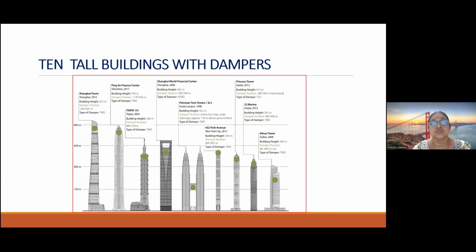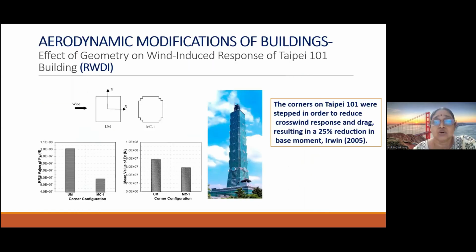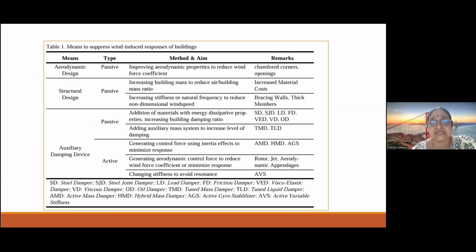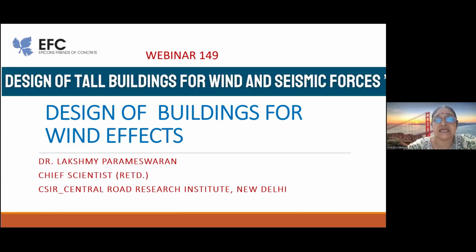So with this, I have come to the conclusion. What I would like to summarize here is that tall buildings are subjected to along wind forces, across wind forces, and torsional moment. And for along wind forces, how to compute the forces for design using the gust factor approach has been given in IS 875.